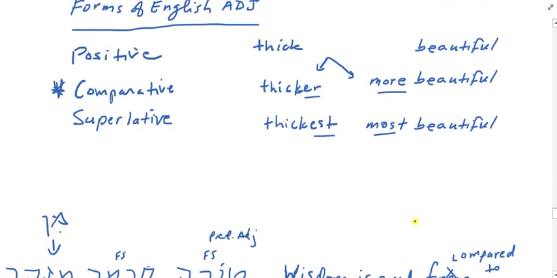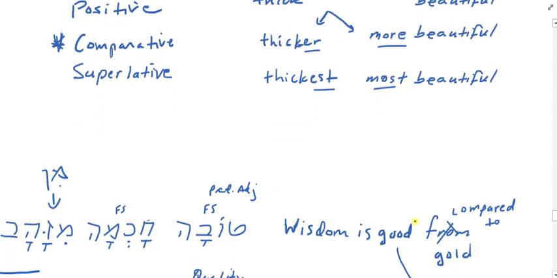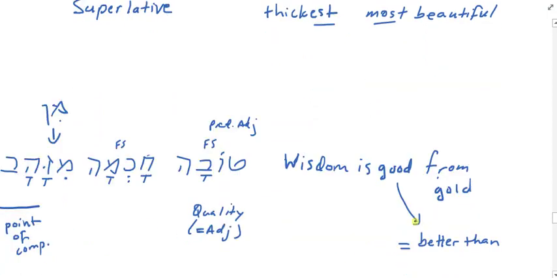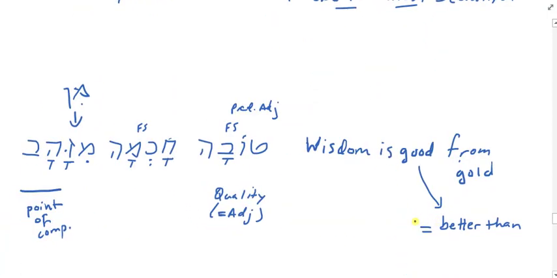All right, now let's look at how Hebrew handles this. Here I have a sentence, Tova chokma mizahav. Tova chokma mizahav. Tova is my adjective. And you know that means good, and it's feminine singular. So this is the quality I'm talking about. And then I have two nouns that I'm comparing for their goodness. Chokma, wisdom, and zahav, gold.